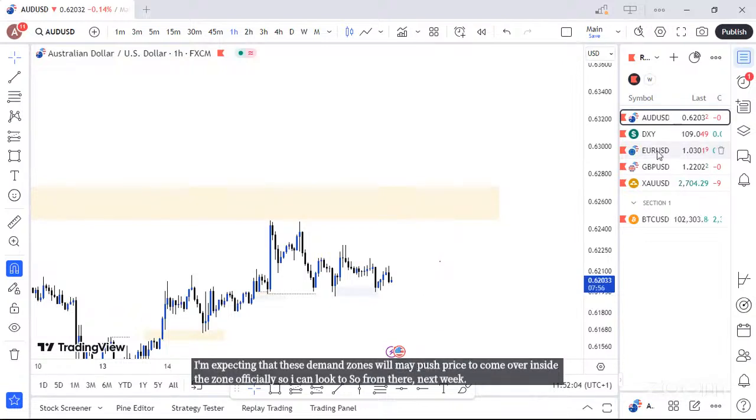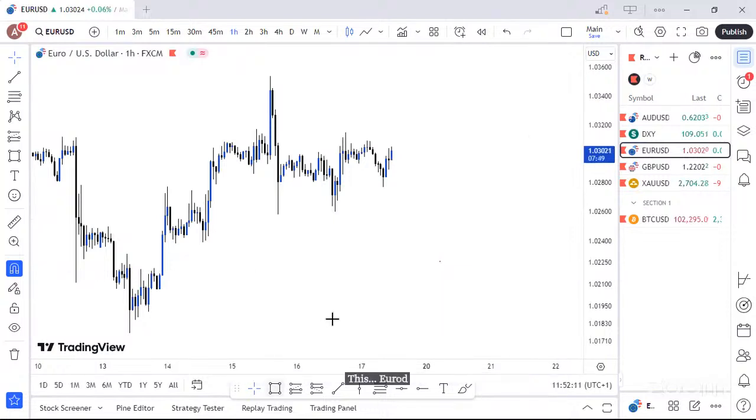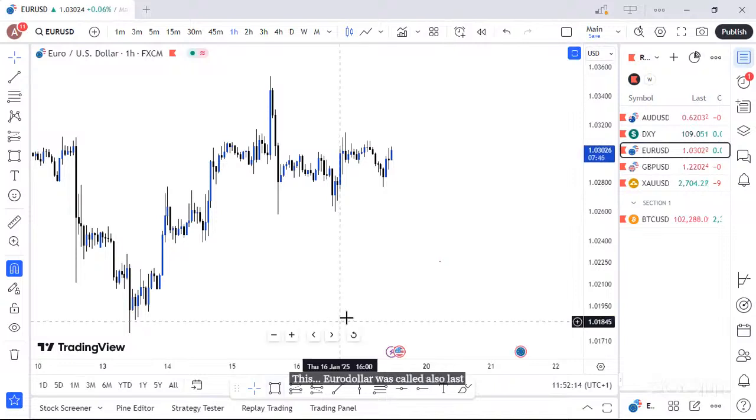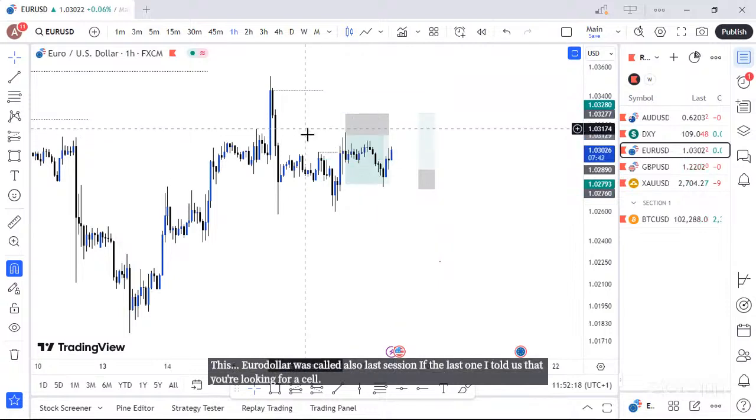So I don't have much to do. I'm just waiting for it to play out now. This EUR USD was also called last session. With the last one, I told us to be looking for a sell around this fair value gap.